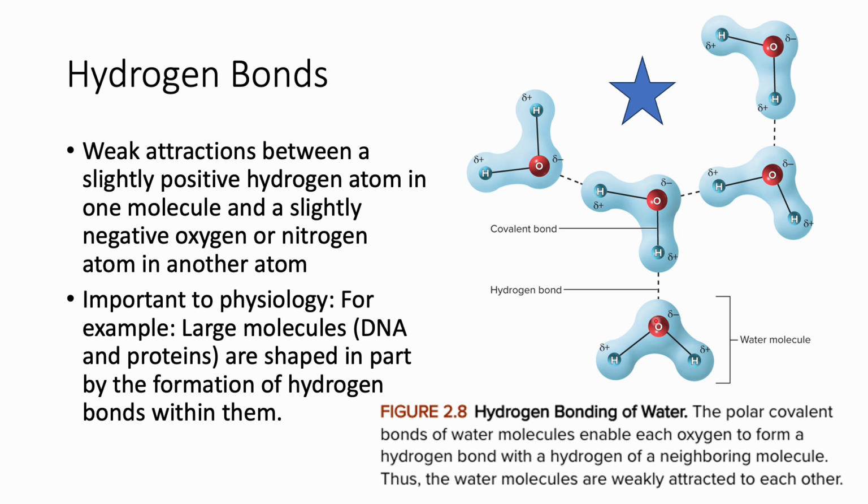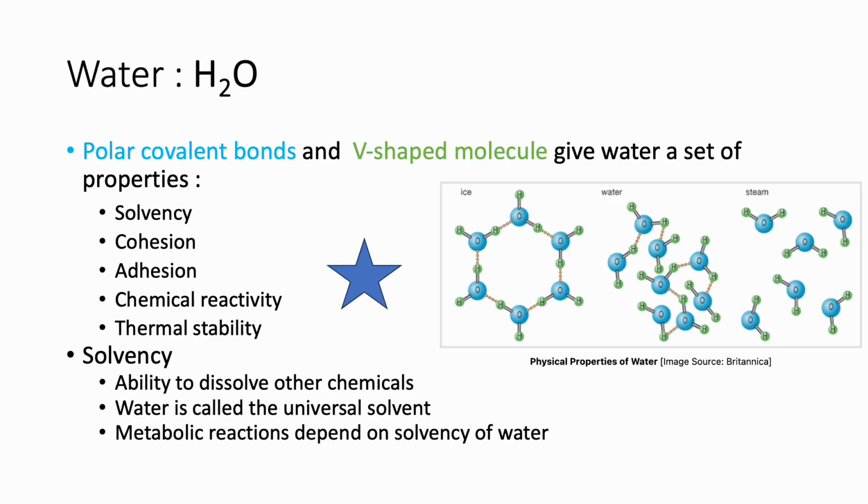These hydrogen bonds are extremely important. For example, it is what holds our DNA together. These weak attractions might be weak by themselves, but when they work together, they're very strong and very important bonds. So large molecules like DNA and proteins are shaped in part by the formation of hydrogen bonds within them. All right, you need to know covalent bonds versus hydrogen bonds. And because of those hydrogen bonds, and because of its unique shape, water has special properties.